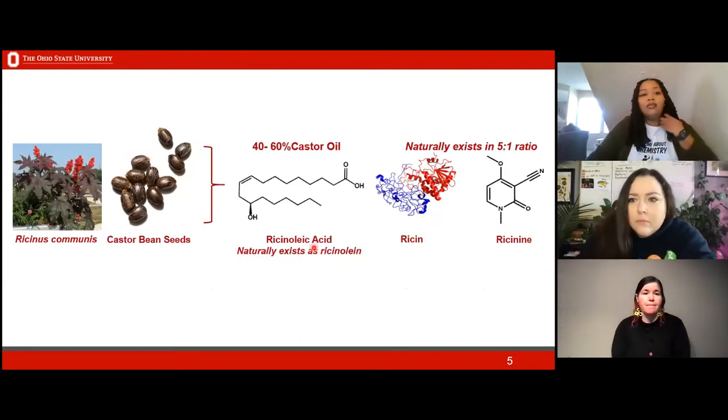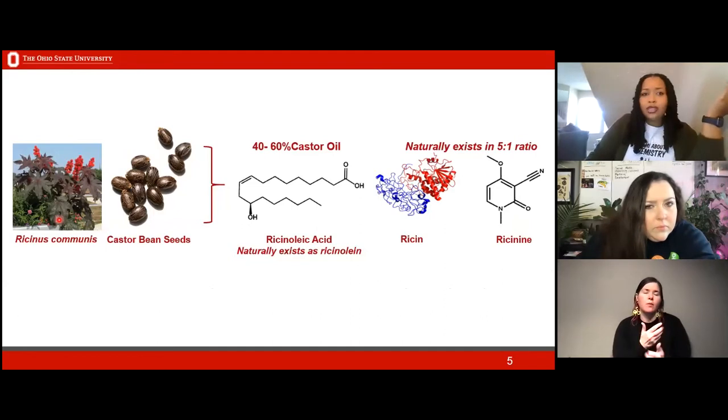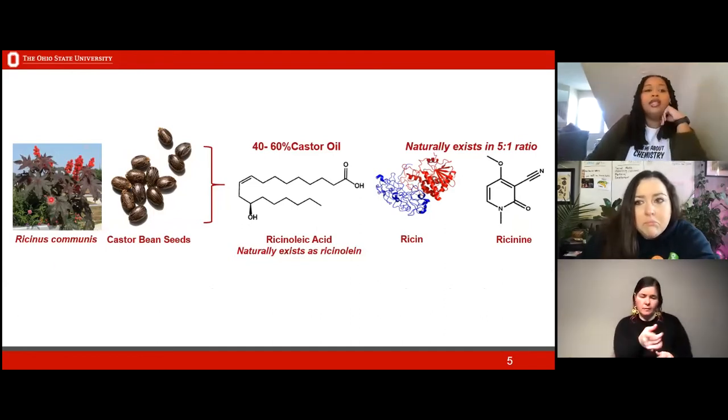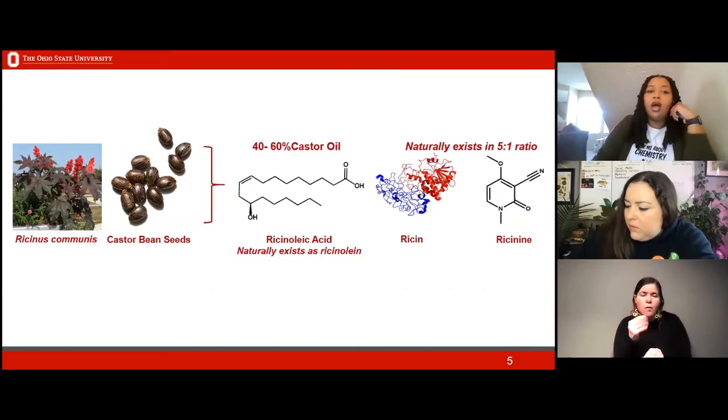Now, ricin comes from this plant. Most things have a plant source more times than not, and ricin has a plant source. So this is the castor bean plant, and you might be familiar with castor oil. You might use castor oil or have castor oil type products in your home. Well, one of the components of the castor bean seed is ricin, which is this really, really large protein.